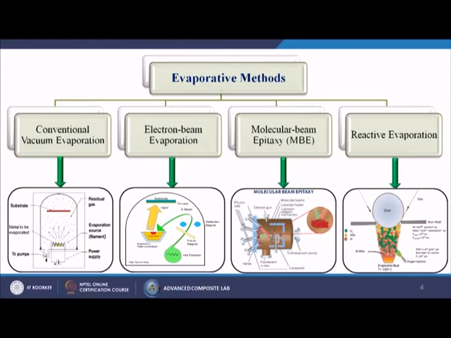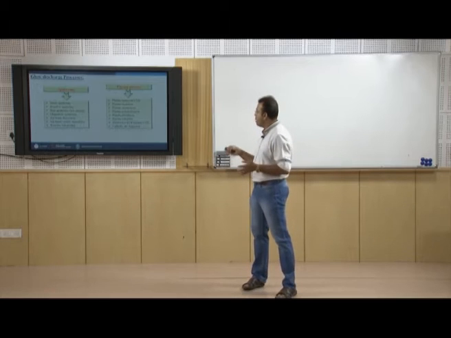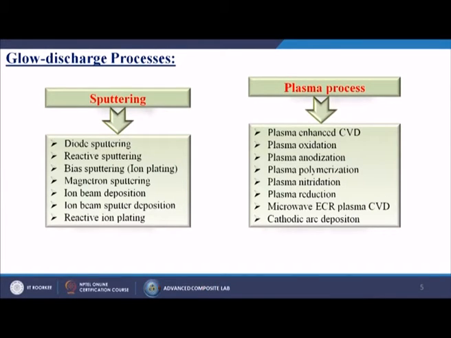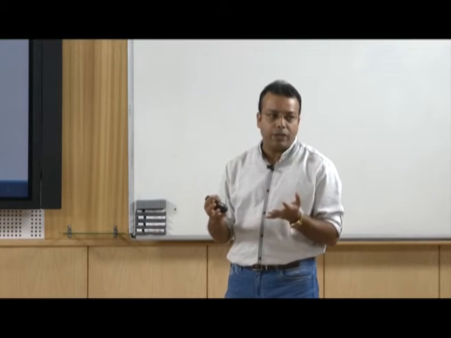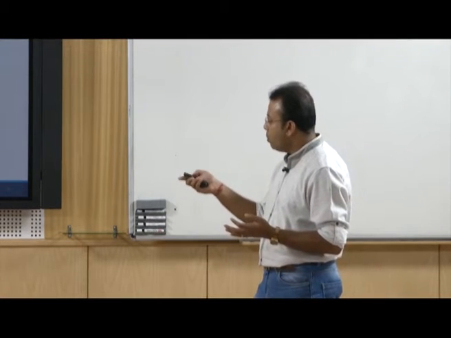In glow discharge processes, there are several types available nowadays. What are those? Diode sputtering, reactive sputtering, bias sputtering, magnetron sputtering, ion beam deposition, ion beam sputter deposition, and reactive ion plating. Then when we talk about the plasma process, there are also several types: plasma enhanced, plasma oxidation, plasma anodization, plasma polymerization, plasma nitridation, plasma reduction, microwave ECR plasma, and cathodic arc deposition. From these slides we can see that depending upon the energy we give, the techniques vary into two parts.